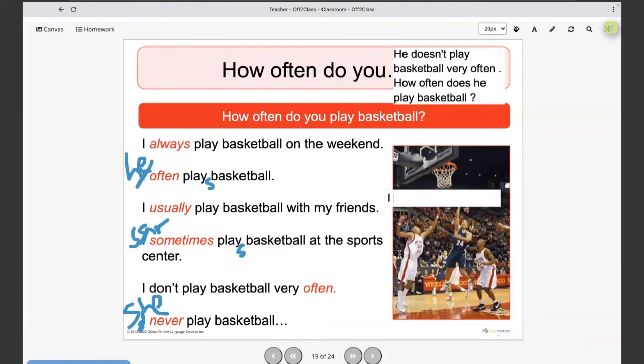In the negative, does it change? Well, usually I keep it the same. Bravo. You keep it the same. Right, usually is the only one that stays as it is. I usually don't play basketball with my friends. Bravo. That's it. I usually don't play basketball with my friends.